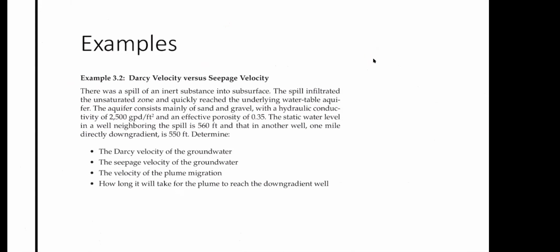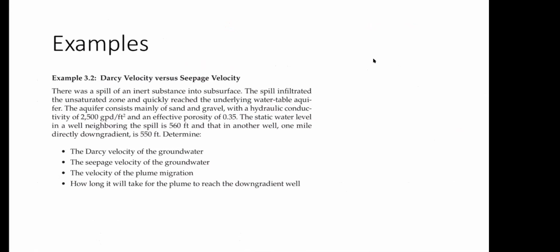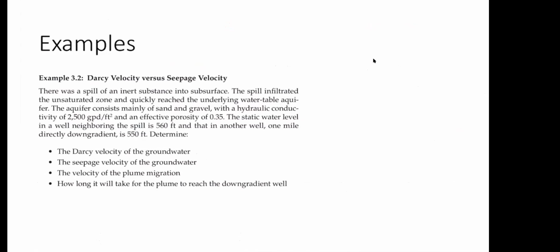Let's look at another example. There was a spill of an inert substance into the subsurface. It's similar to the previous one. The spill infiltrated into the unsaturated zone and quickly reached the underlying water table aquifer. So it's the same question. Let me start with a sketch. Let's say this is the spill, and this is the surface. The spill occurs here, and then this is the groundwater.